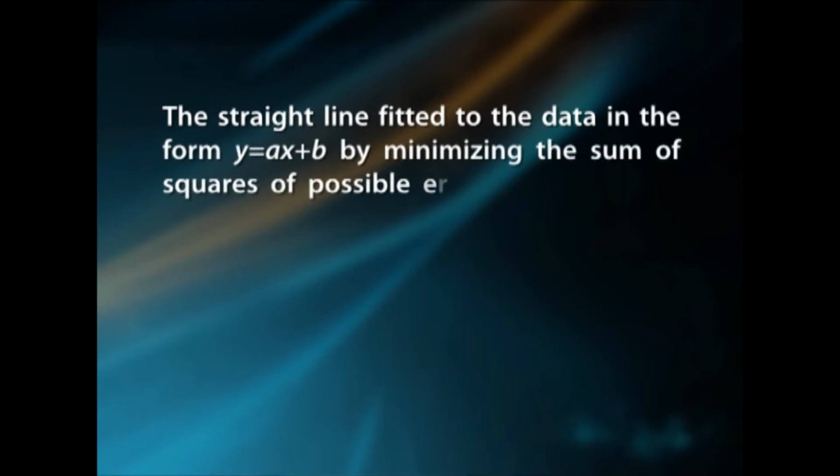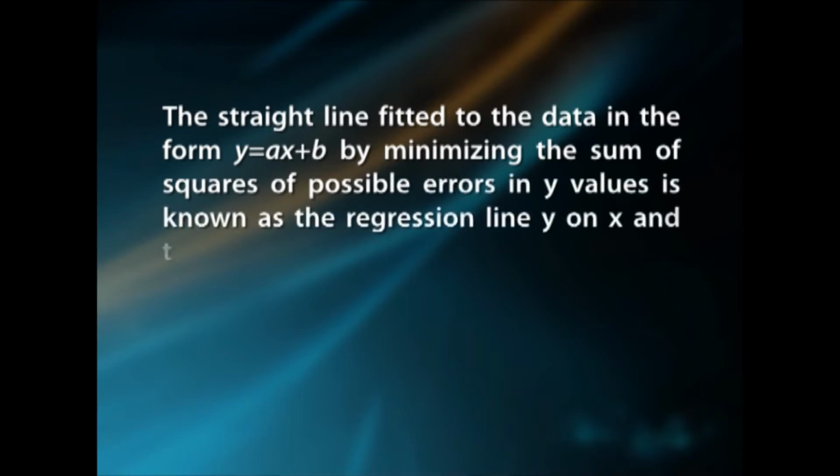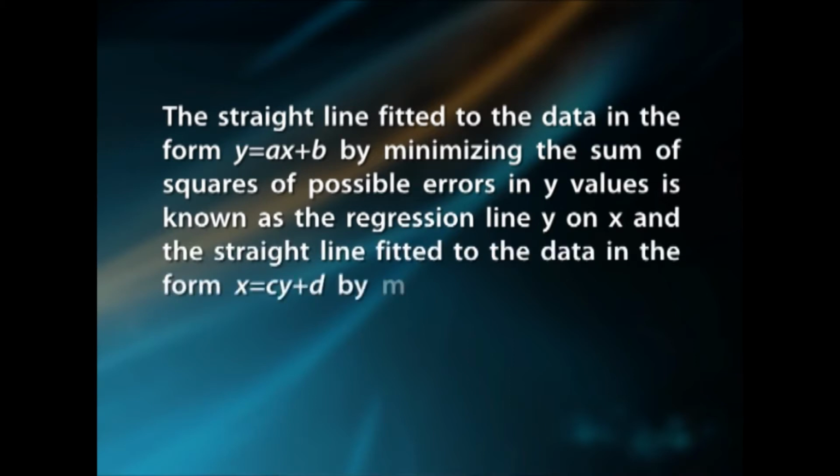The straight line fitted to the data in the form y equal to ax plus b by minimizing the sum of squares of possible errors in y values is known as the regression line y on x, and the straight line fitted to the data in the form x equal to cy plus d by minimizing the sum of squares of possible errors in x values is known as the regression line x on y.